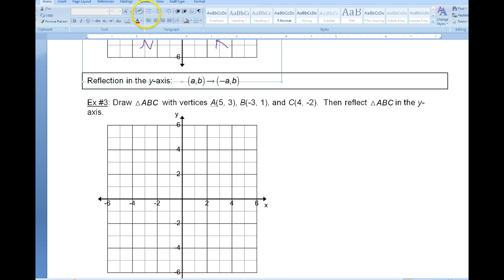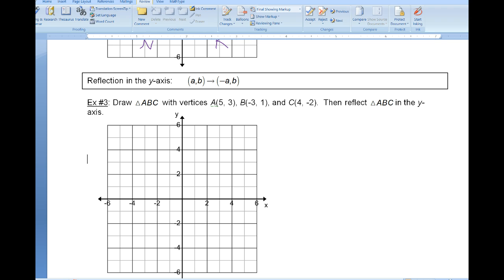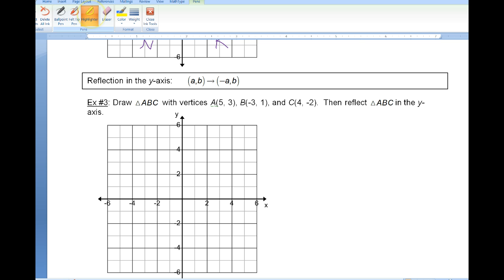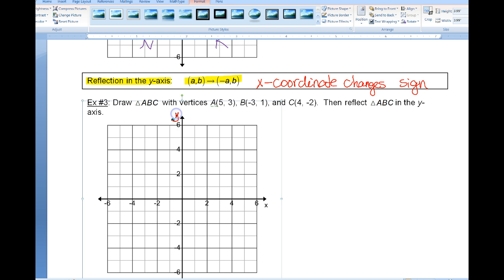All right, next one. How about you guys try? This one is just x-axis or y-axis. So a reflection in the y-axis switches what? This switches the x coordinate. So the x coordinate changes sign. Because this time, here's my y-axis. So now it's going to go across instead of up and down. Go ahead and graph your triangle.